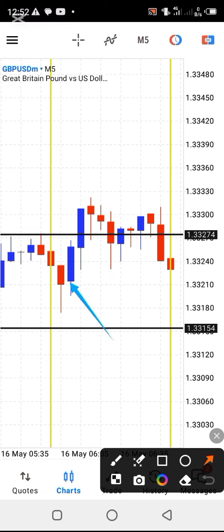So what do you see happening? Price pushed up and closed above on the 5 minutes. This is where the breakout traders are going to be trapped. They quickly take buy trades. Oh, this candle closed above.